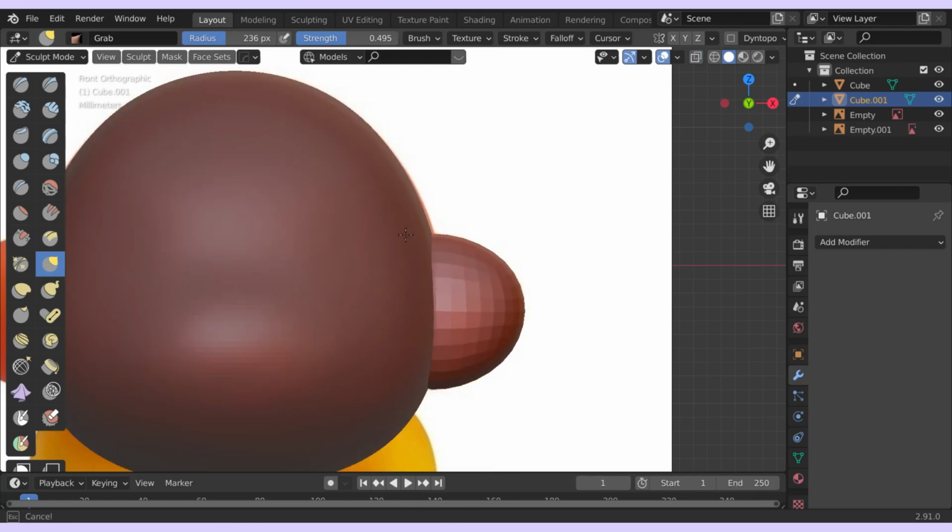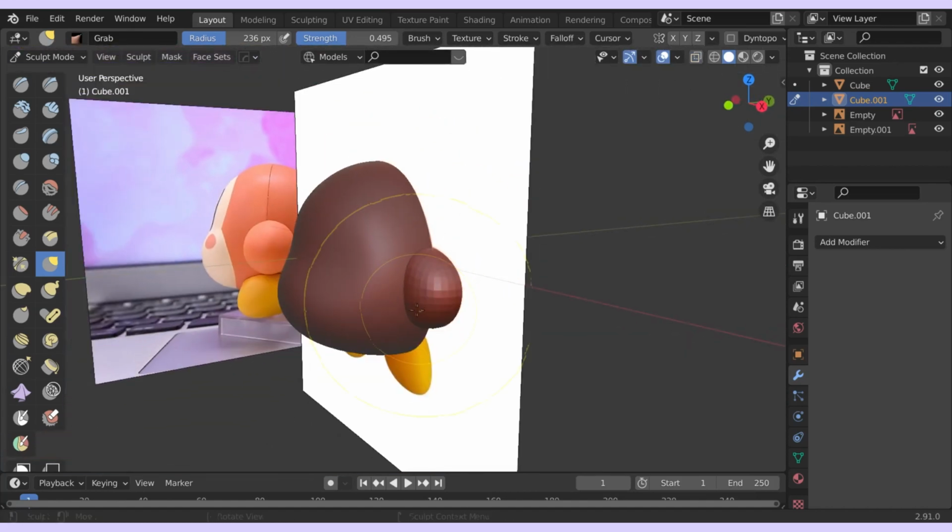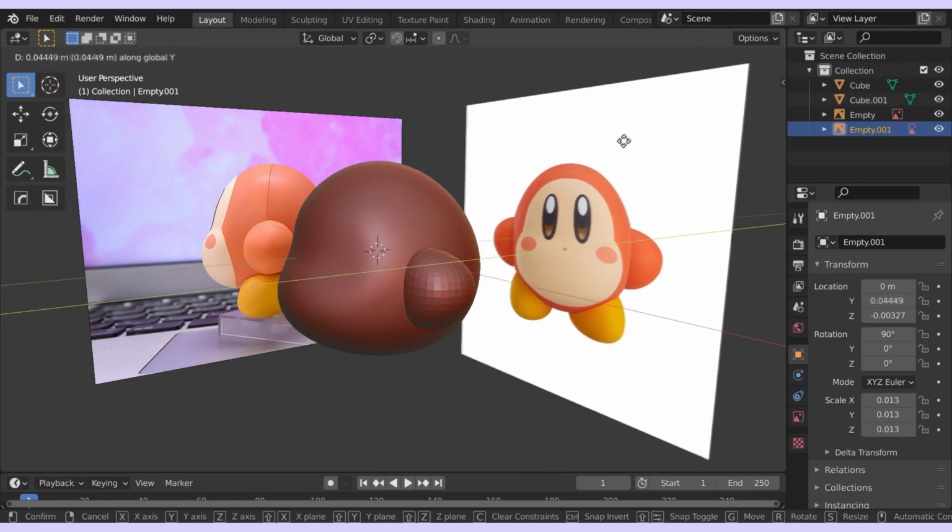But anyway, we're back with a modeling video on a Waddle Dee amiibo. Yes, we are still in the amiibo series.